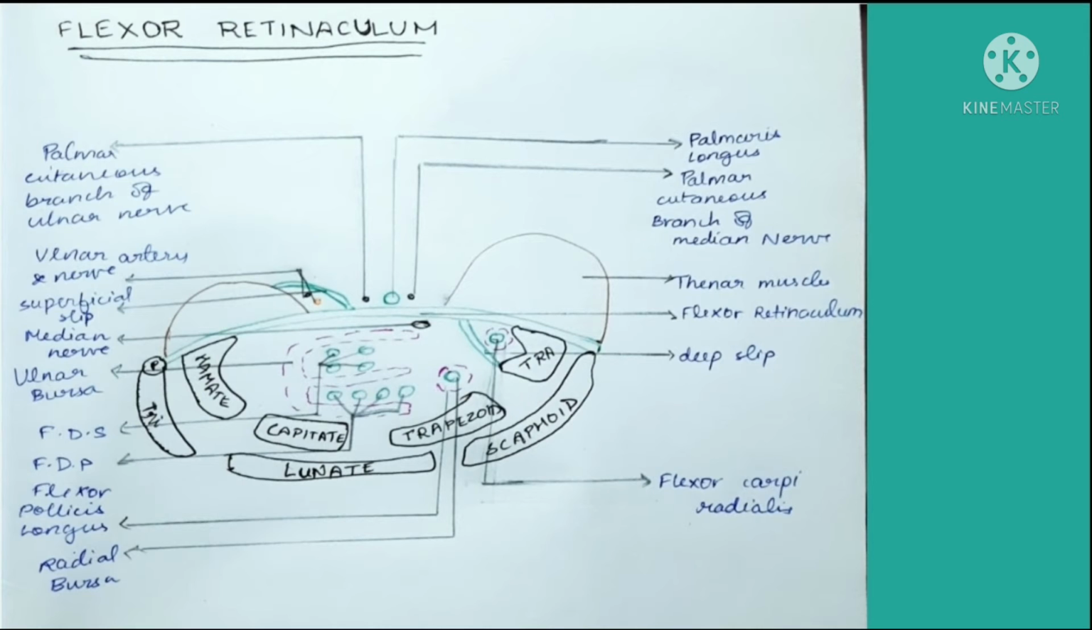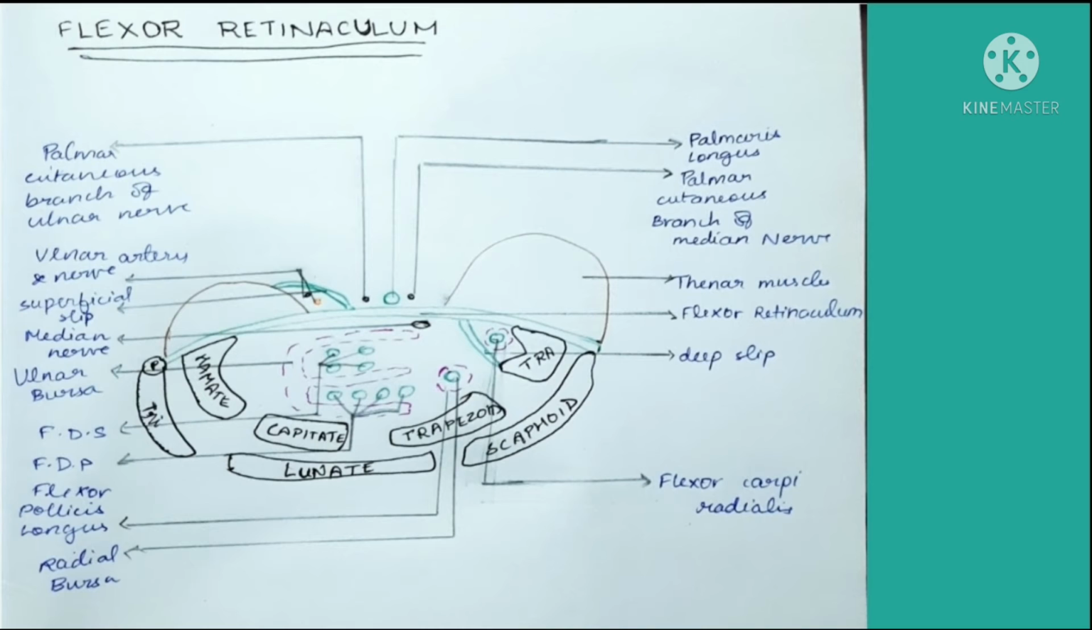As you can see in the diagram, there are thenar muscles and hypothenar muscles which are attached to the flexor retinaculum, and in between them there is the tendon of palmaris longus passing through. The tendon of palmaris longus continues as the deep fascia of the palm, that is nothing but the palmar aponeurosis, and the tendon of the palmaris longus passes superficially to the flexor retinaculum.